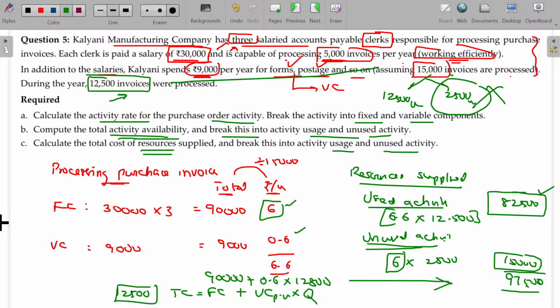So the amount we can recover is only 82,500. But the total cost we spent for the period is 97,500. For the unused activity, we still lose that unused capacity. For that, the fixed cost 15,000 becomes irrecoverable. It's a loss. Clear? That's how you can segregate the cost you spend. Shall I move on to the next one?